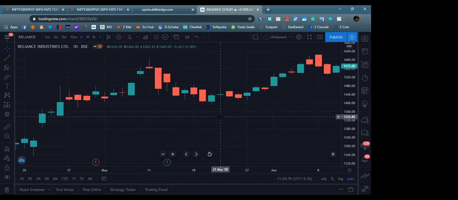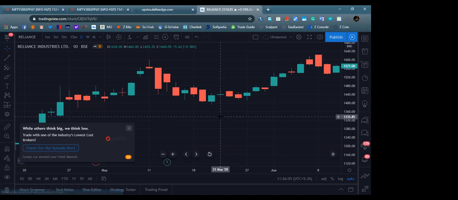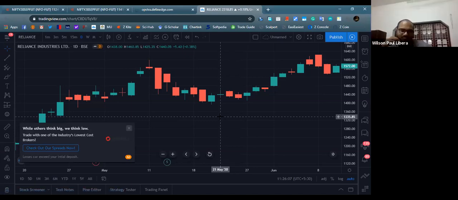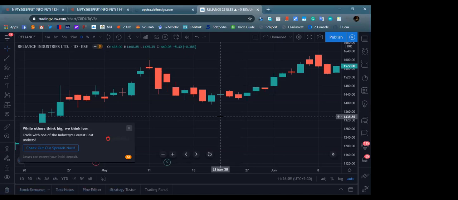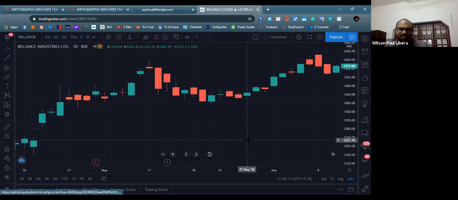The opening price was 1438. It went high to 1460, and low to 1425.35. Then the candle closed at 1440.05. Okay, good. Thank you, Akshaya.